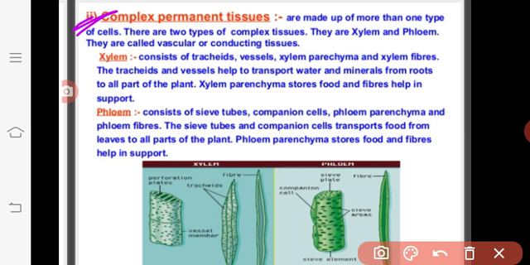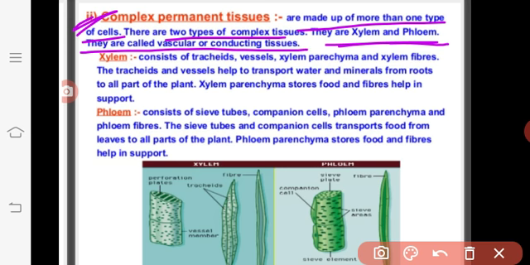These are permanent tissues which are made up of more than one type of cells, which work together to perform a particular function. The complex permanent tissues are conducting or vascular tissues. They are of two types: first is xylem and second is phloem. They are called vascular or conducting tissues.